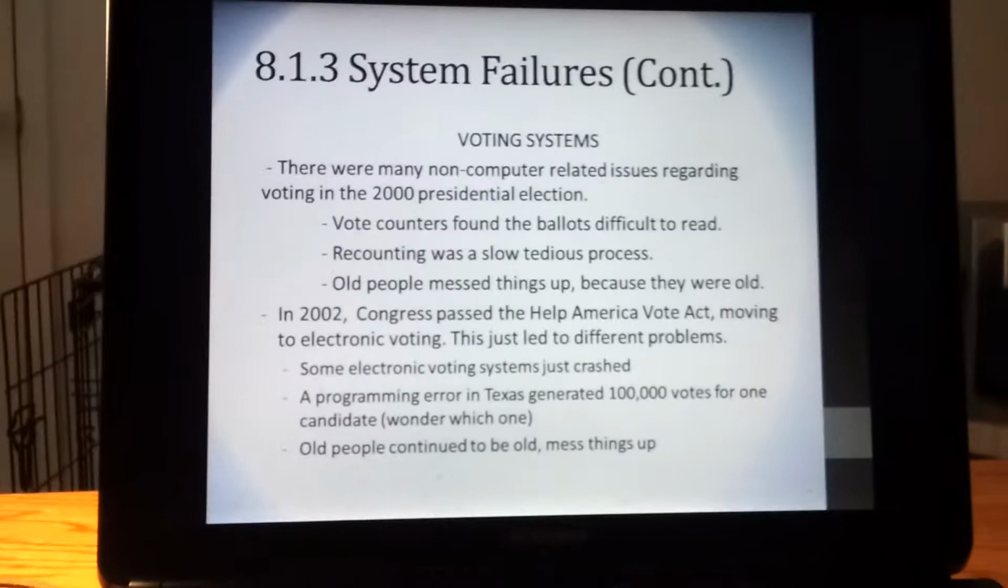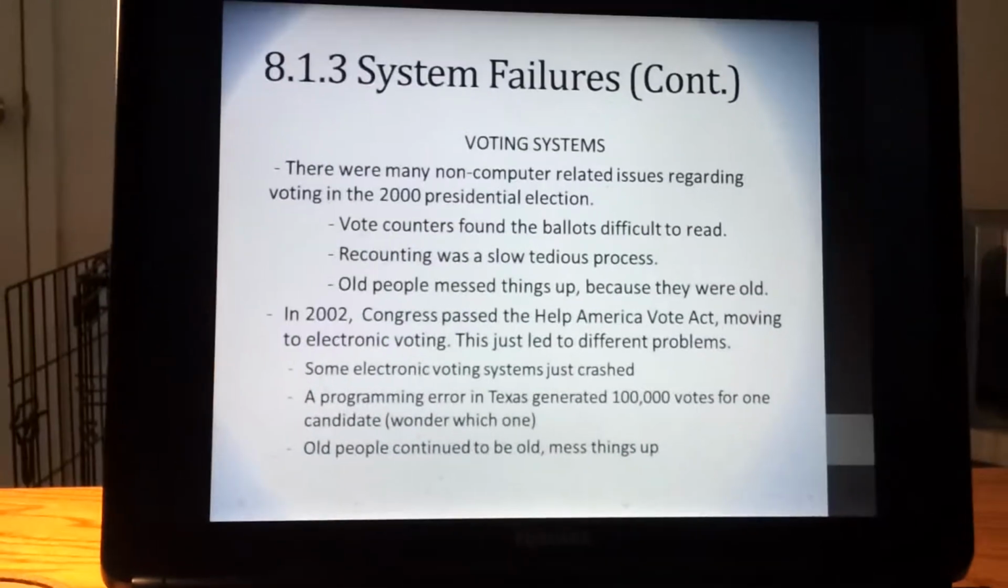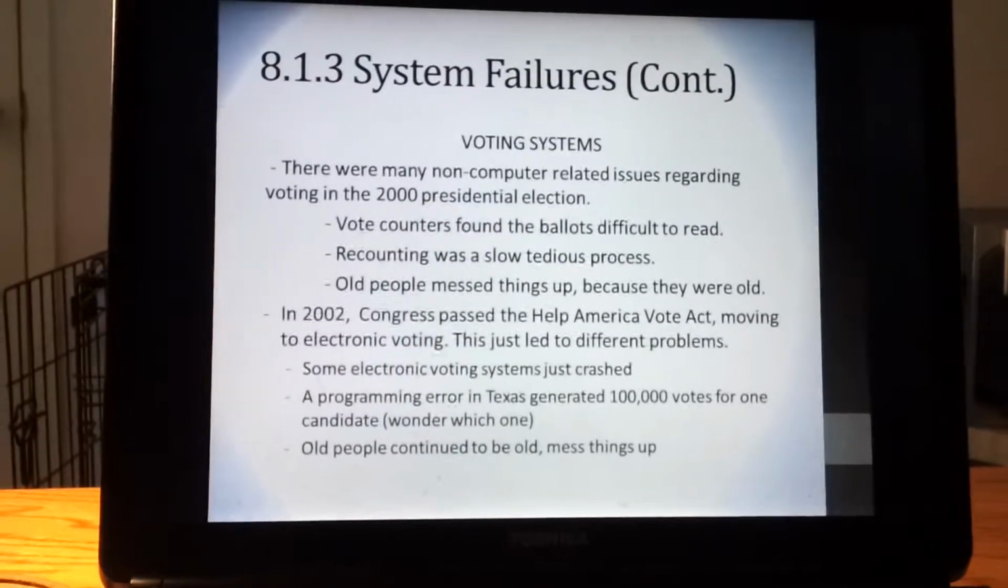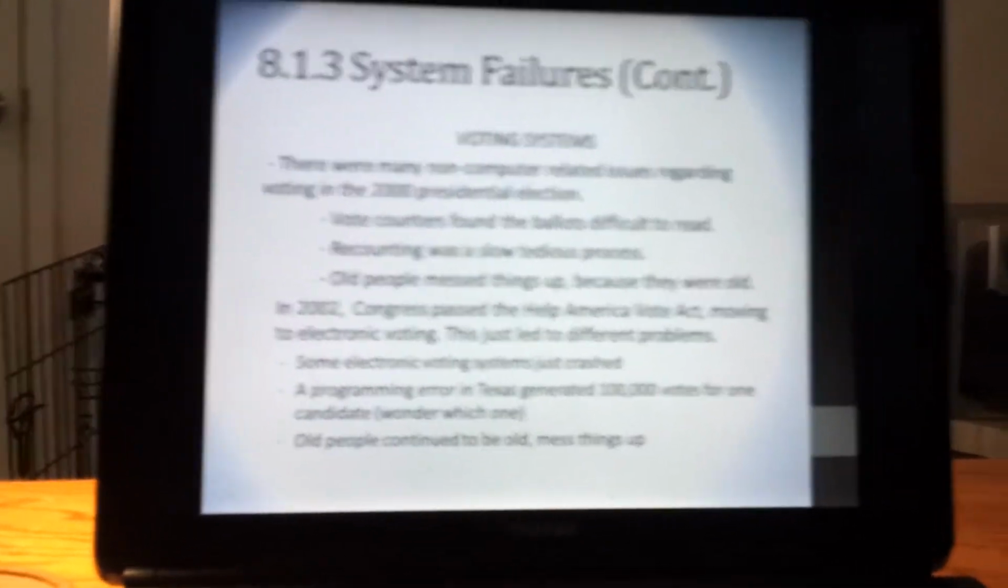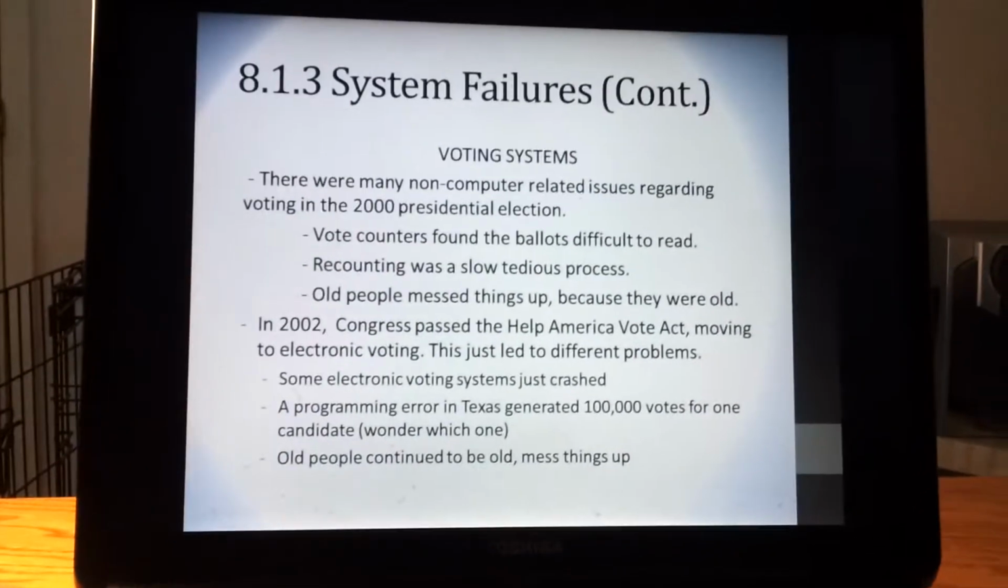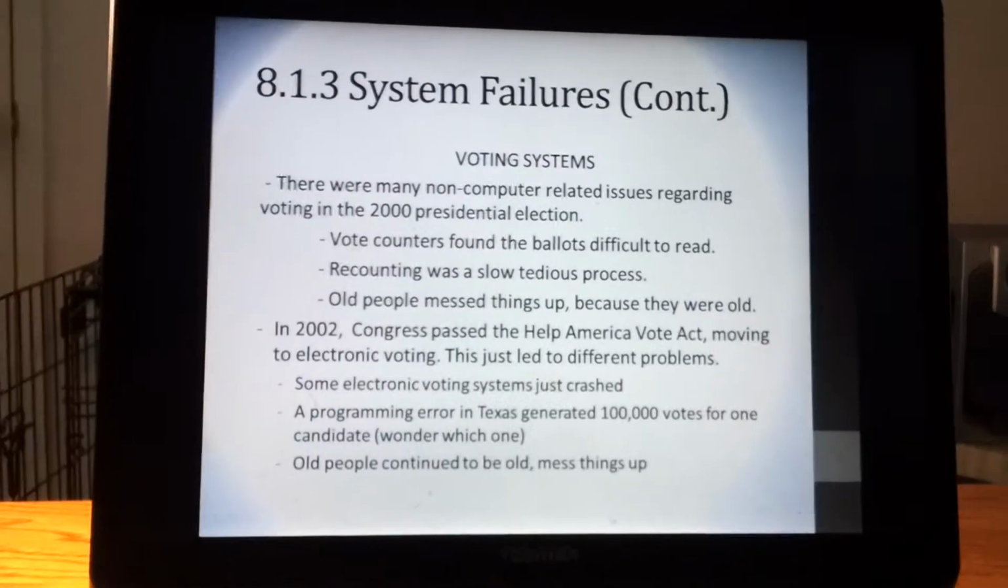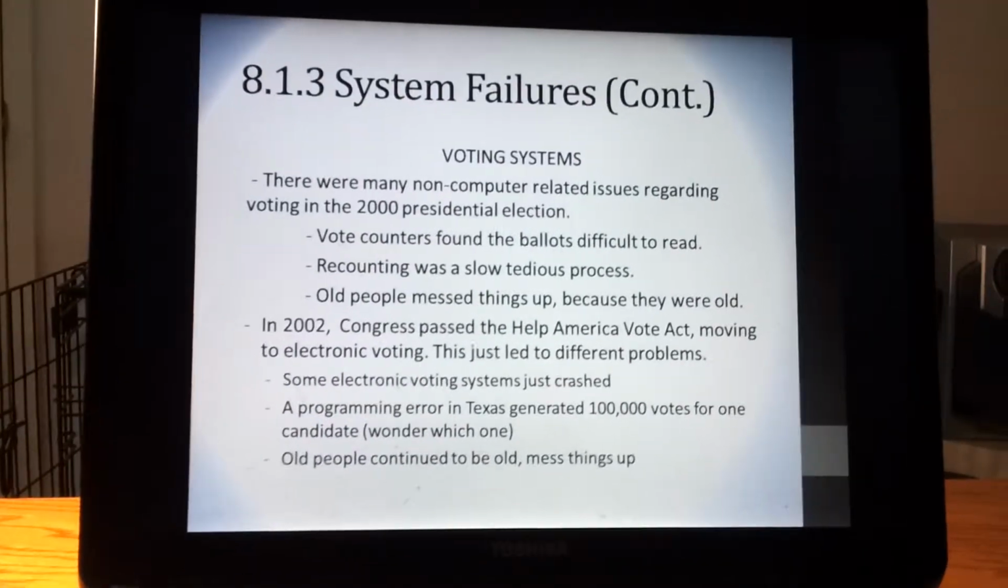There can be failures in voting systems. There were many non-computer related issues regarding voting in the 2000 presidential election. Vote counters found the ballots difficult to read. Recounting was a slow, tedious process. And of course, old people mess things up because they are old.